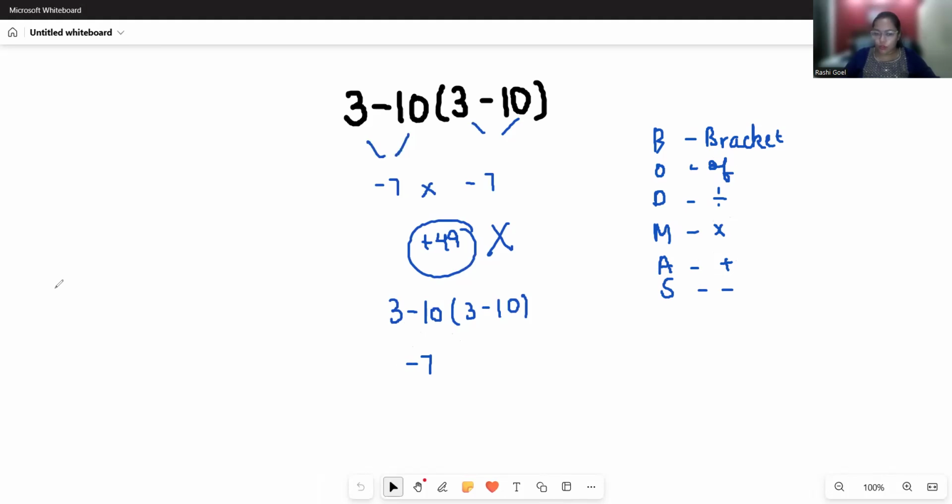So what do we have to do? First solve the bracket. So 3 minus 10 is minus 7. What is left? 3 minus 10. And if there is no sign between a number and a bracket, put a multiplication sign.